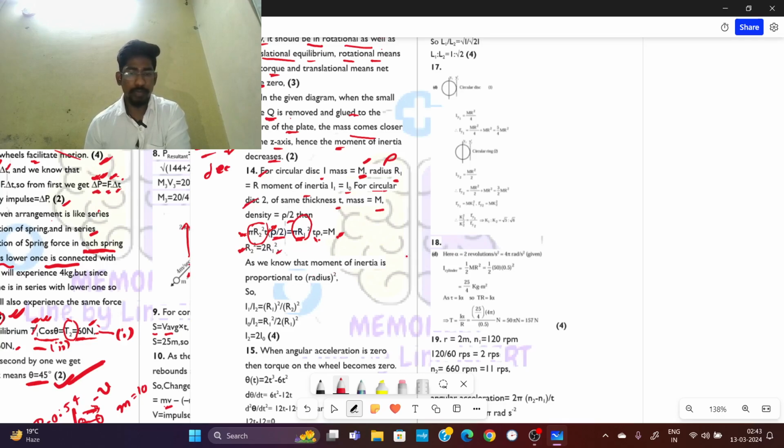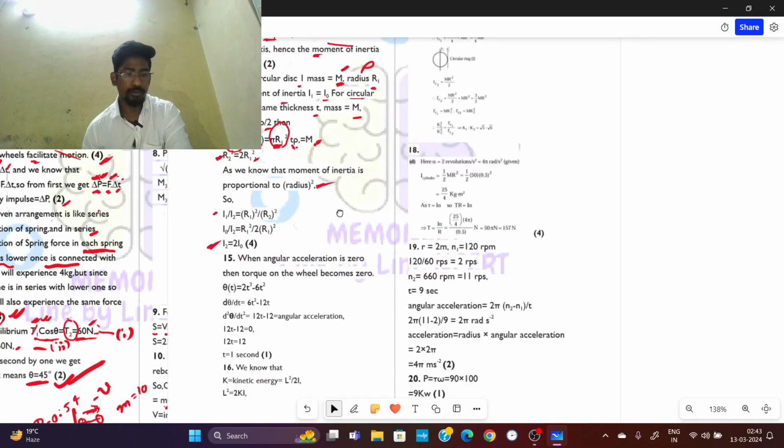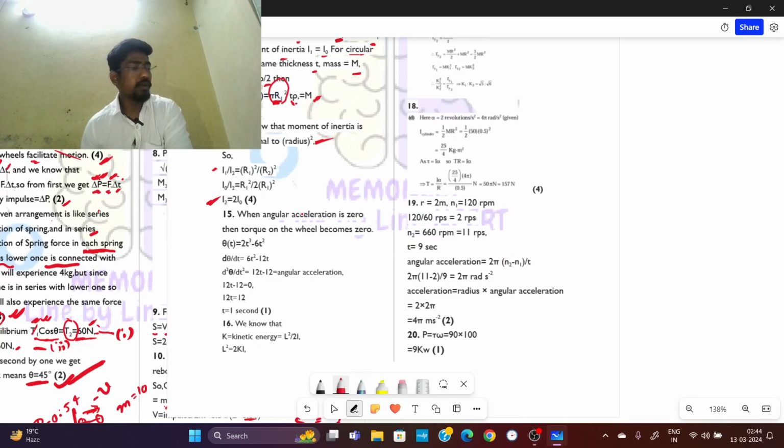As we know, moment of inertia is proportional to the radius square. As I told you earlier, here I is proportional to R square. So, therefore, we can say that I1 by I2 equals R1 by R2 square. So, if you put the value, you will get I2 equals 2 I naught. So, therefore, we can say option 4, 2 I naught, that option is correct. Okay, moving on to the next question.